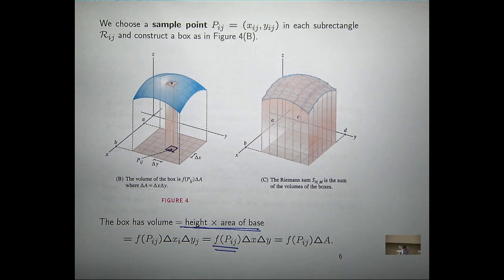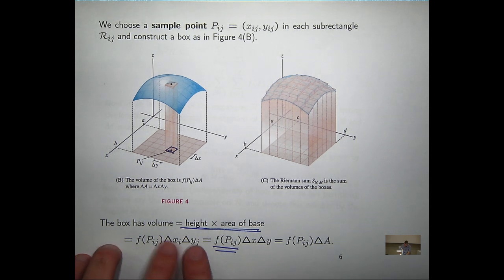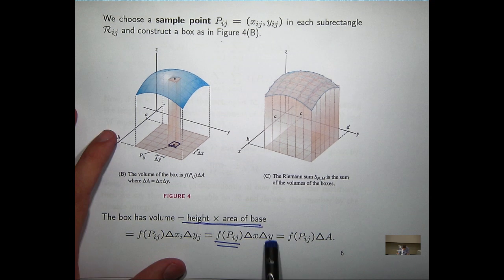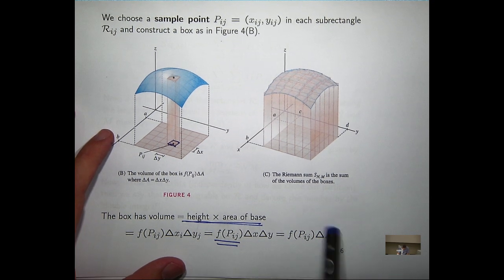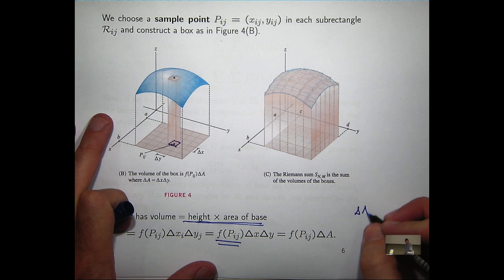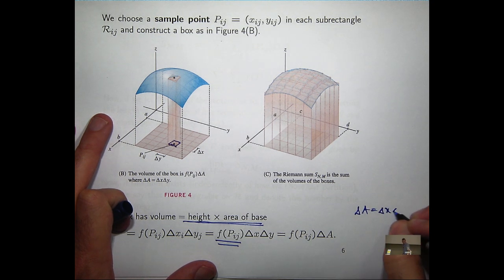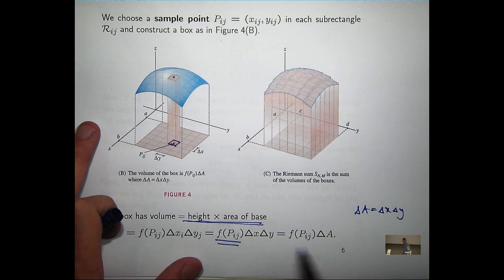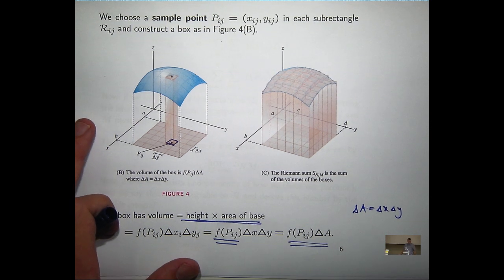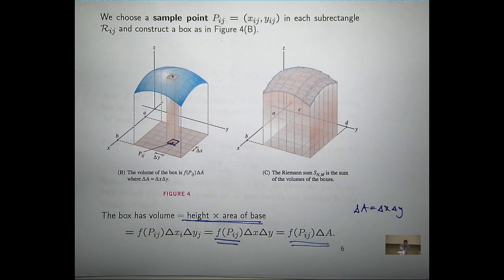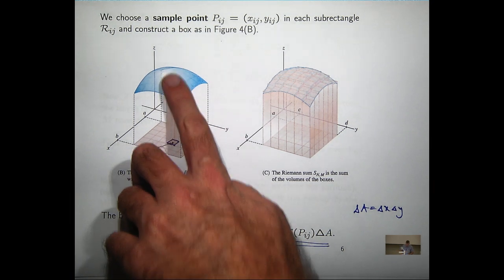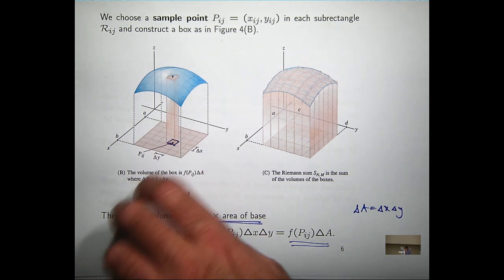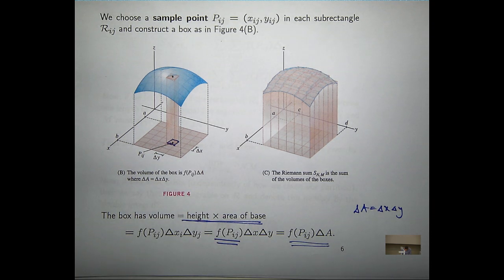And these are all the same. The delta x, you don't need subscripts here because these are all the same. So if we denote delta A by this, then this is just the volume for this particular rectangular prism. Okay? Area of the base times the height.